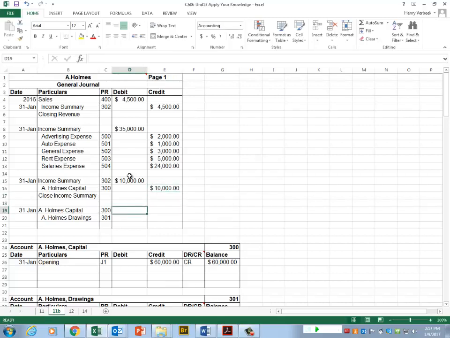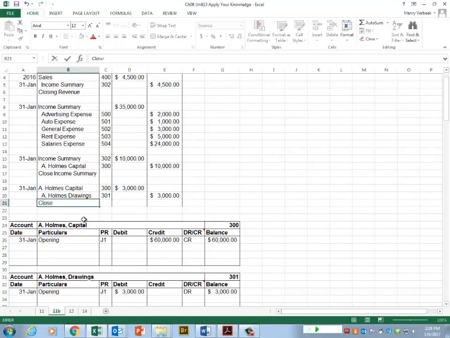Then, for capital, you need to take care of drawings. Our capital is normally a credit, so we will debit the capital if we have some drawings. So it's actually not good for it. If we look on the T accounts, they have drawings of $3,000. So we've got to zero out that with a credit in the drawings. And then to balance that out, you've got to reduce your capital by debiting your capital. It should say close drawings.